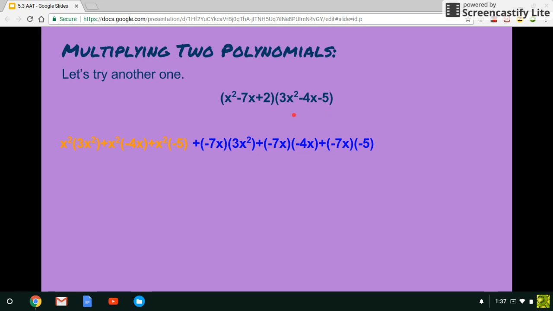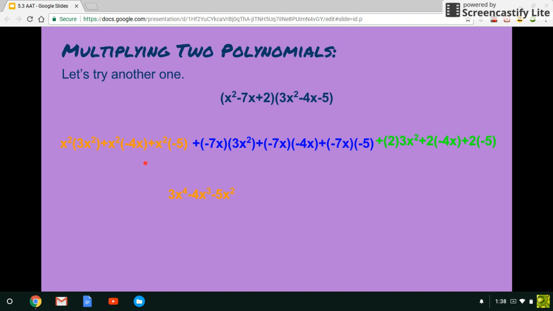Then we're going to distribute for the third time. We're going to take this third term, the 2, and distribute it to all of the terms in the second polynomial. And when we do that, we're going to get 2 times 3x squared plus 2 times negative 4x plus 2 times negative 5. Okay, so now we just have to simplify things and combine like terms. So let's start with simplifying.